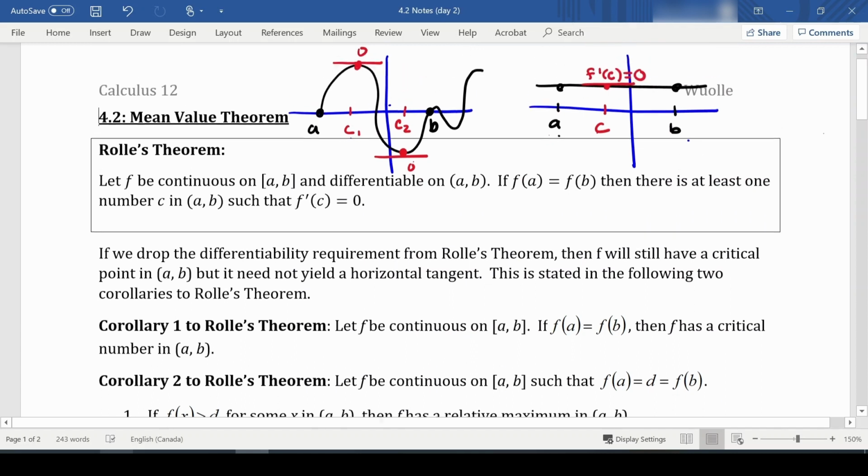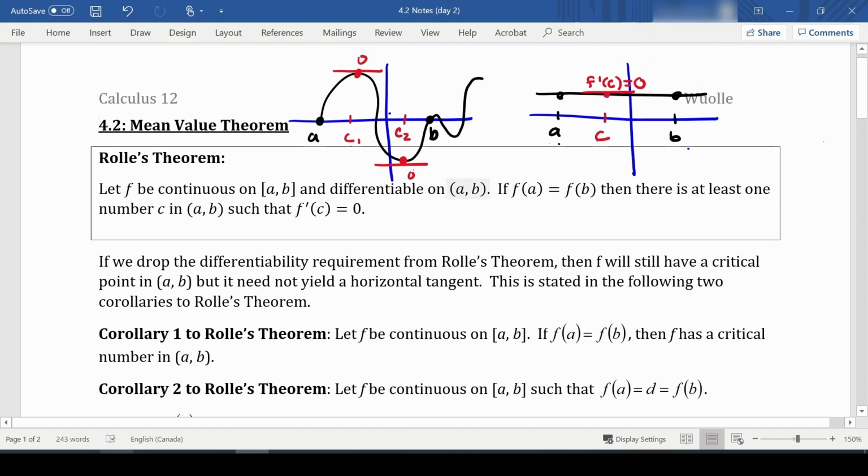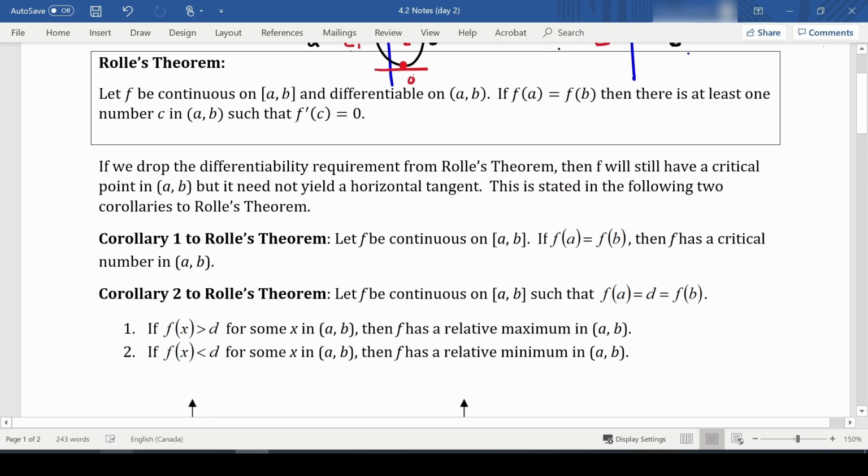So the next part is saying, well, what if it doesn't have to be differentiable? I'm going to remove that requirement. Then I could have corners or vertical tangent lines, which would mean I can't say that f'(c) must equal 0. Instead, I would have that f' does not exist. So the first corollary here says f is continuous, f(a) equals f(b), but I'm removing the condition to be differentiable. And instead of saying that f' has to be 0, I'm just saying that f has to have a critical number. So that means f' is 0 or f' does not exist.